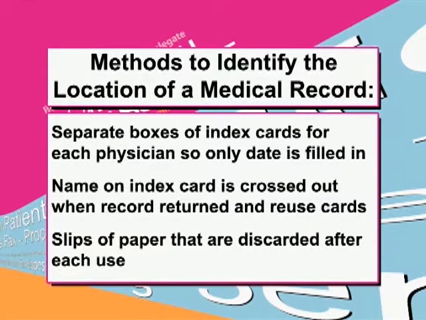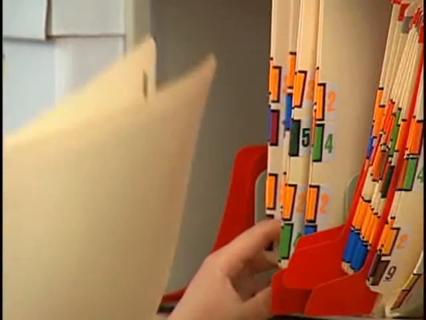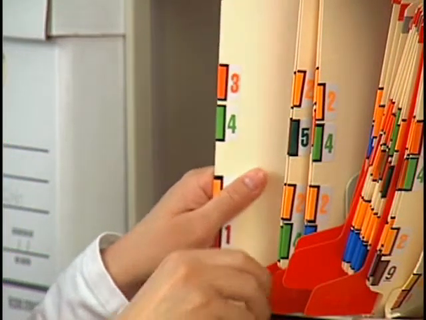Some offices keep index cards for the physicians in separate boxes so that new cards do not need to be written. Some offices cross out the name and reuse the index cards. And some offices use slips of paper that are discarded after each use. File each record in the same way until all records have been filed.